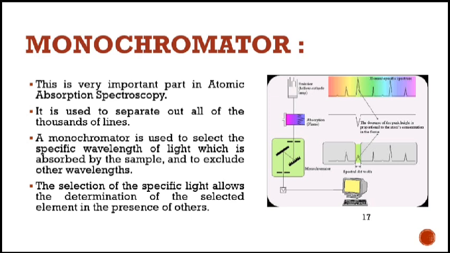Monochromator. This is a very important part in atomic absorption spectroscopy. It is used to separate out all of the thousands of lines. A monochromator is used to select the specific wavelength of light which is absorbed by the sample and to exclude other wavelengths. The selection of the specific light allows the determination of the selected element in the presence of others.